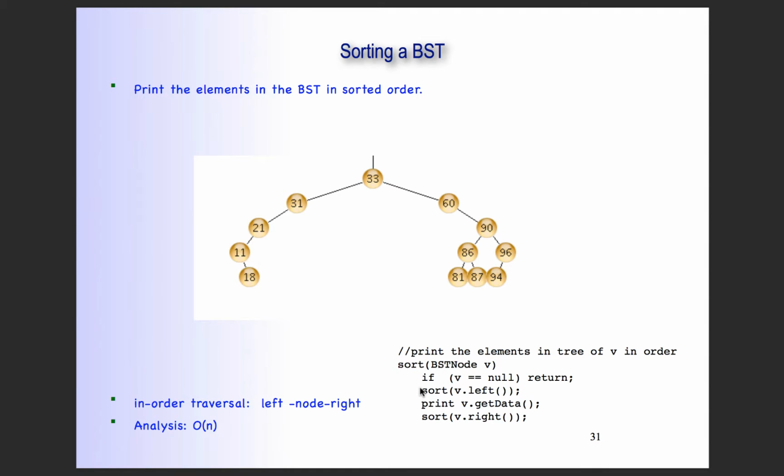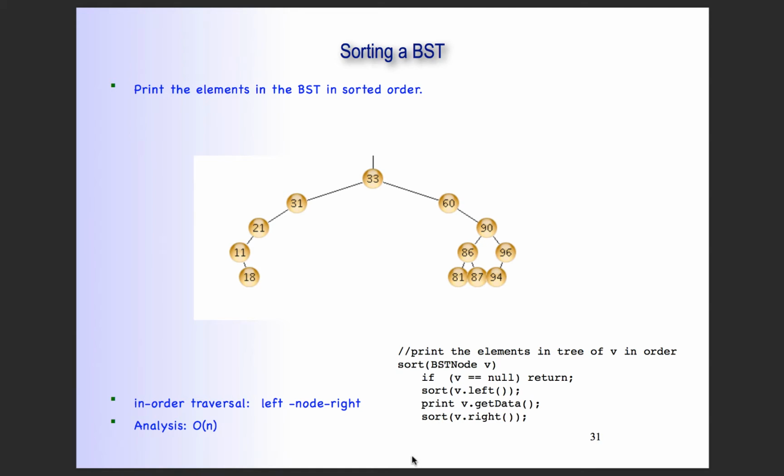If you traverse the whole tree, this is the algorithm for how you can print the elements in a tree in sorted order. Sort is your method. If v is null, then it will return. So if the tree is empty, or if you're done with all nodes, then you are done. This is the base case of your recursive function.